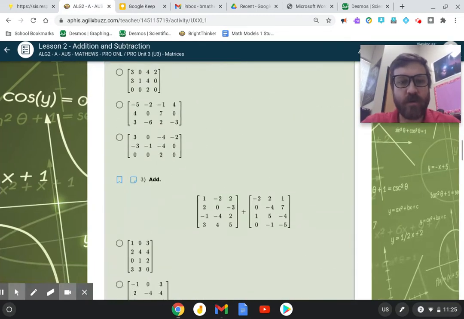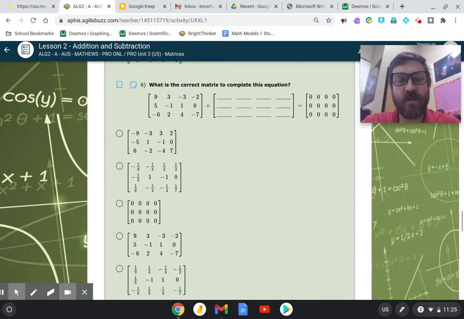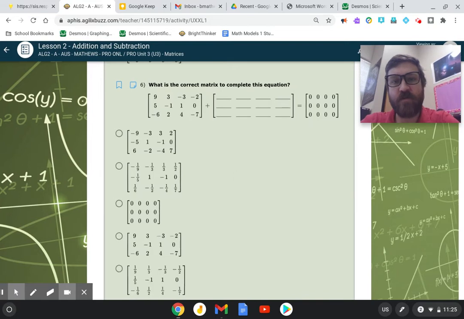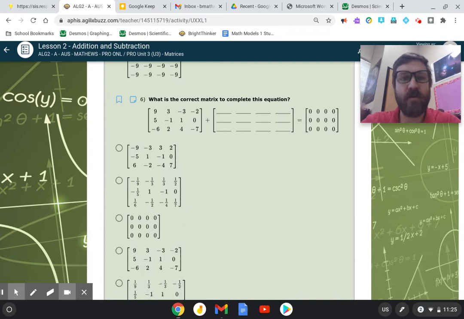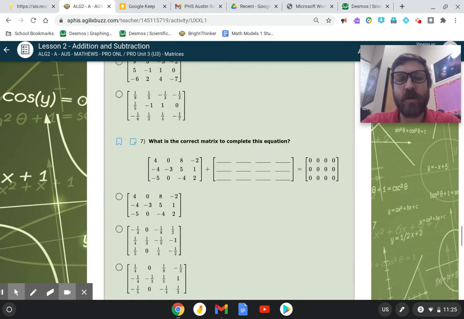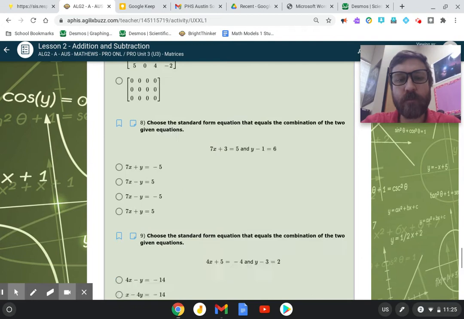You have examples in number 2, number 3, number 4, number 5, and then starting at number 6, it's the same idea, except you decide what numbers you would need to add to this matrix to make all 0. So should be pretty obvious. You're going to find all the opposites. So for example, I know what I need to add to 9 to make 0, and so on. So each number you're going to do that for. Same thing in number 7. How do you make all of the answers 0?